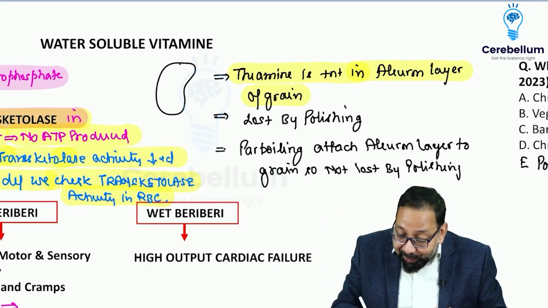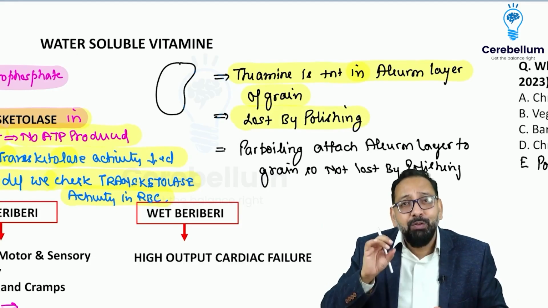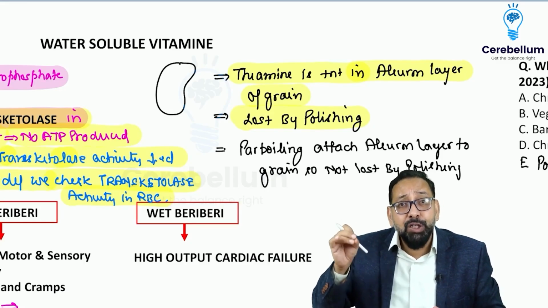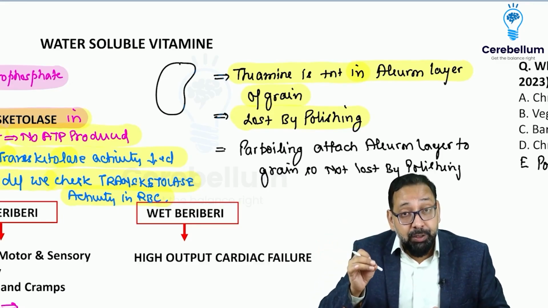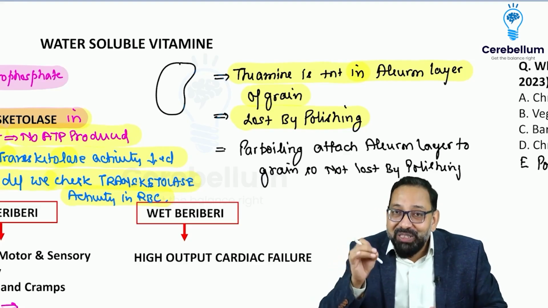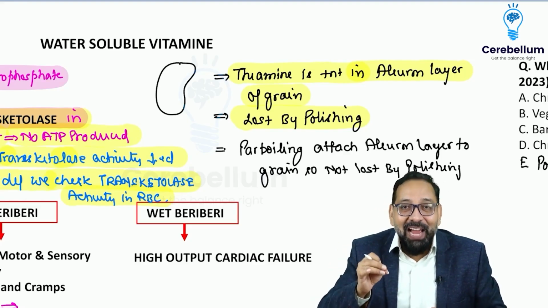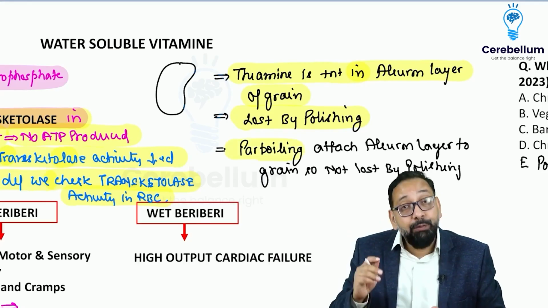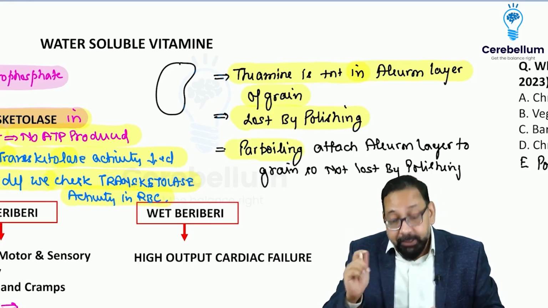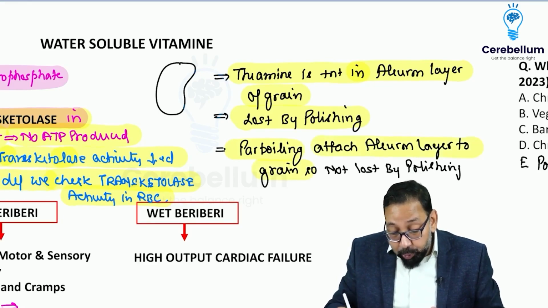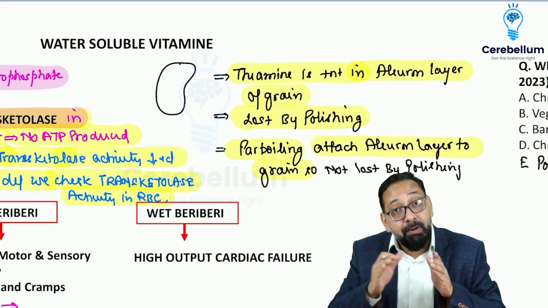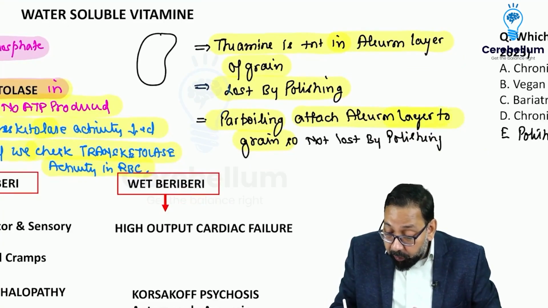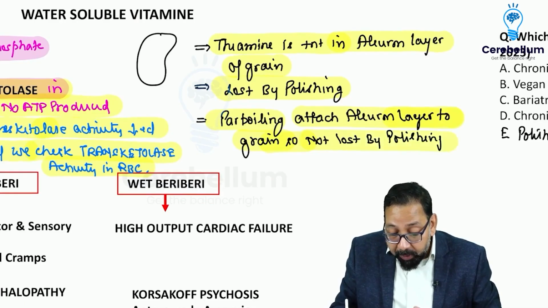So this thiamine is lost by polishing. Sometimes you will find the symptoms of B1 deficiency, which I will discuss shortly, and they will give that the patient is consuming polished rice. So it will indicate to you that polishing of rice removes the aleurone layer, and thiamine deficiency may occur. Parboiling: if you do parboiling, this attaches the aleurone layer to the grain. So if you do polishing after that, then B1 will not be lost. Thiamine will not be lost. If you do parboiling, it attaches the aleurone layer to the grain, so it is not lost by polishing.